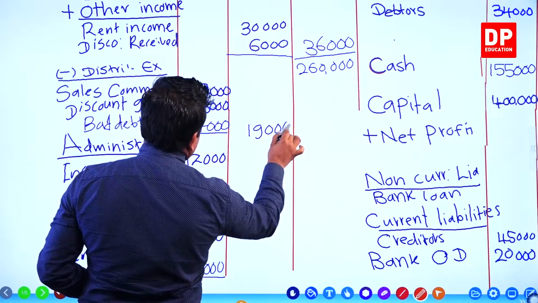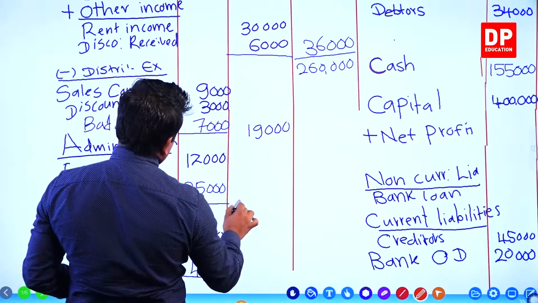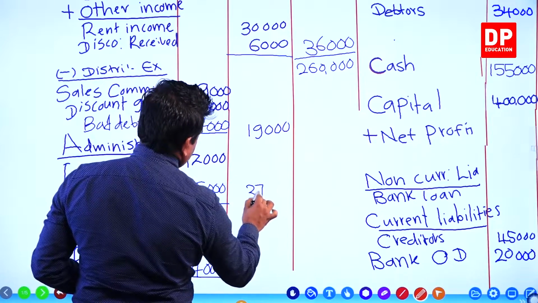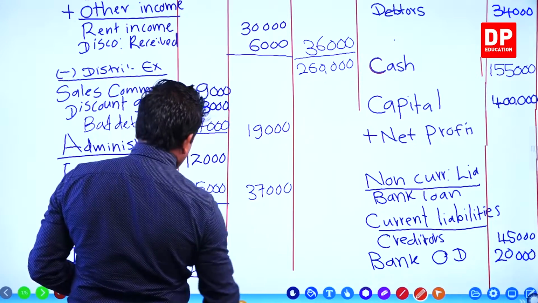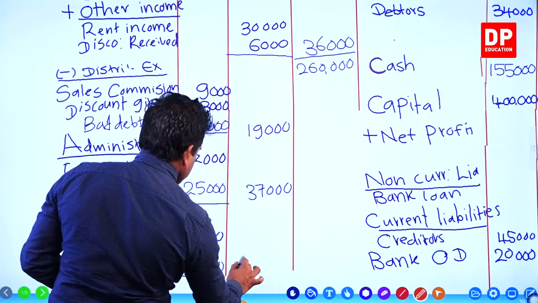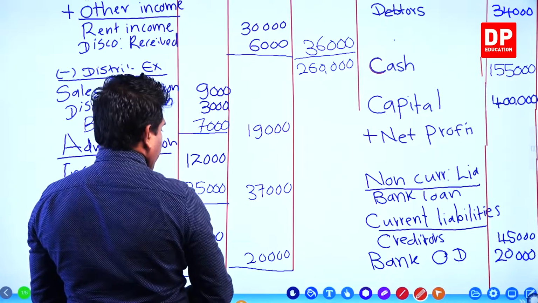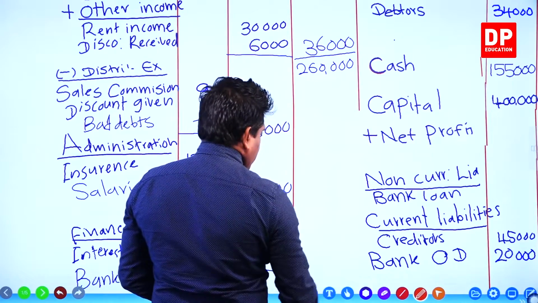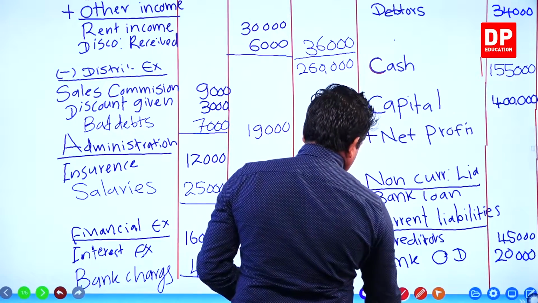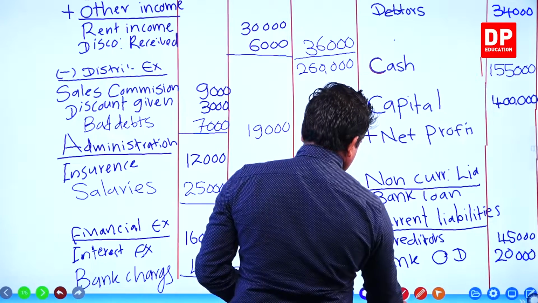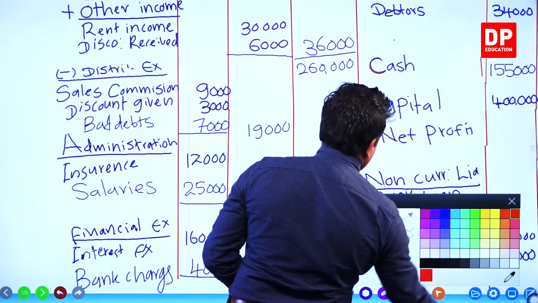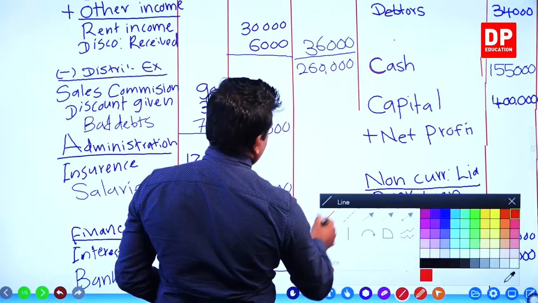It is the total of distribution expenses. Here how much? 37,000. Do with me. Everyone should do with me, right? Then 20,000. Okay. Then you get the total of this, right? Then it brings to the next column. Here you can draw a line. You have to draw a line, but you have to extend this line, right?